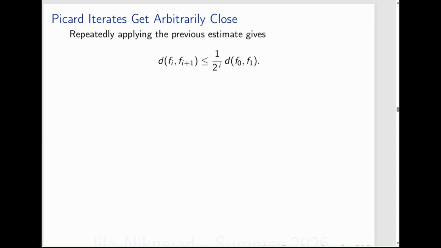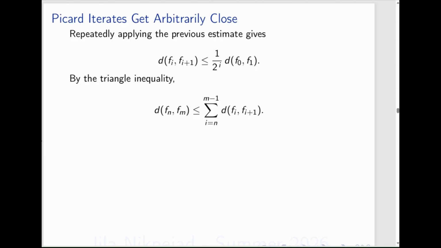Repeatedly applying the previous estimate gives the distance of f sub i and f sub i plus 1 is less than or equal to 1 over 2 to the power i, times the distance between f0 and f1. By the triangle inequality, d of f_n and f_m is less than or equal to the sum from i equals n all the way to m minus 1 of d of f sub i and f sub i plus 1. These are the consecutive ones.